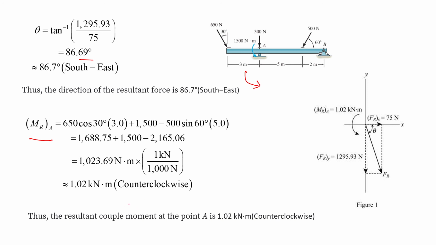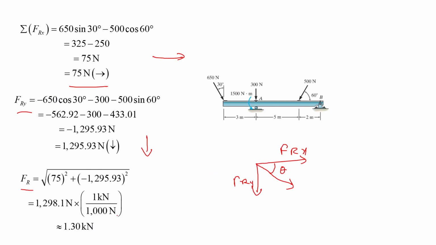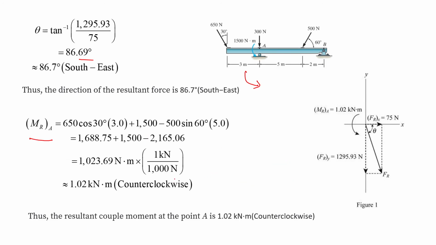So from here, we have found the magnitude of resultant force, which is 1.30 kilonewton, and the direction of the resultant force, which is 86.7 degree in southeast direction, or we can say in clockwise direction from positive x-axis. And the moment about point A, the resultant moment about point A is 1.02 kilonewton meter in counterclockwise direction.